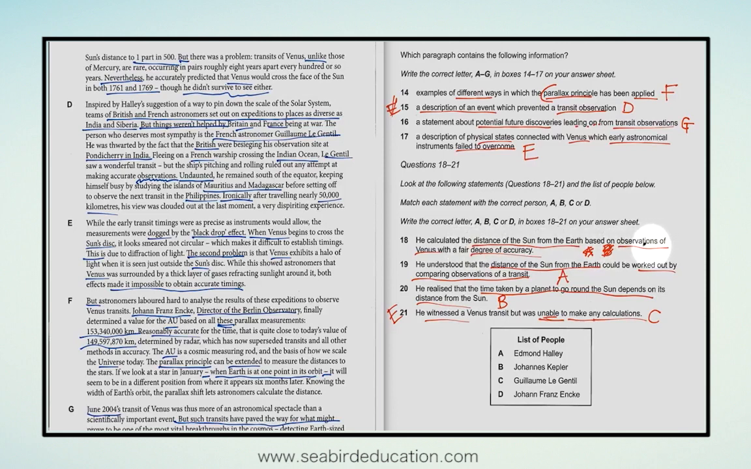Observations of Venus. By comparing observations, they don't necessarily compare. It's just based on these different ones. And it does say S, so that must be D. Oh, tricky. Okay, there we go.